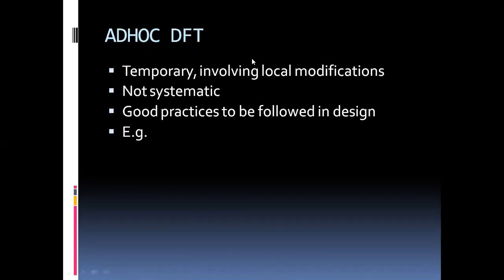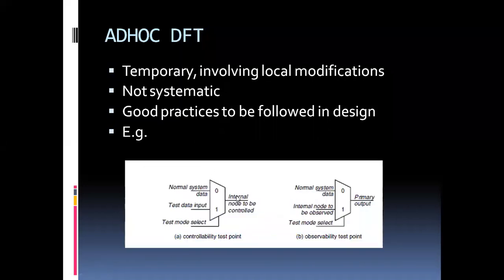So I'm just going to define a set of good practices. So that is what ad hoc DFT is. We'll just take one example. For example, there is an internal node which I want to control. Okay, so I can take help of this multiplexer. So I am inserting a multiplexer through which I'm passing the normal data which was going to that particular node.